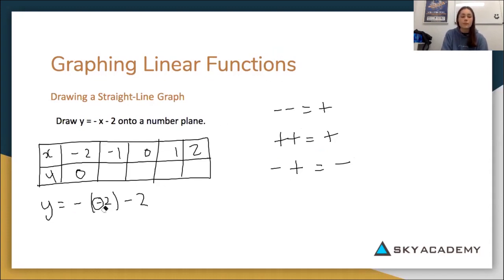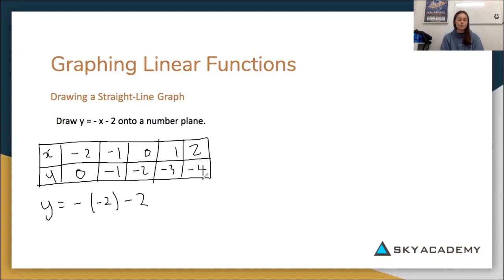So let's go ahead and fill in the rest of the values for x. So -(-1) minus 2 leaves us with -1. -(0) minus 2 leaves us with -2. And -(1) minus 2 leaves us with -3. And then finally, -(2) minus 2 leaves us with -4. So now we've got our values for x and y.